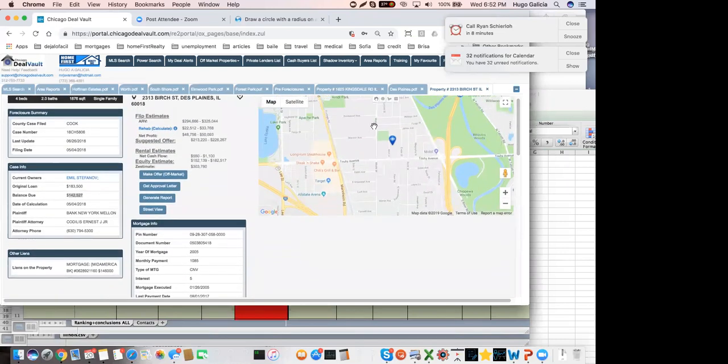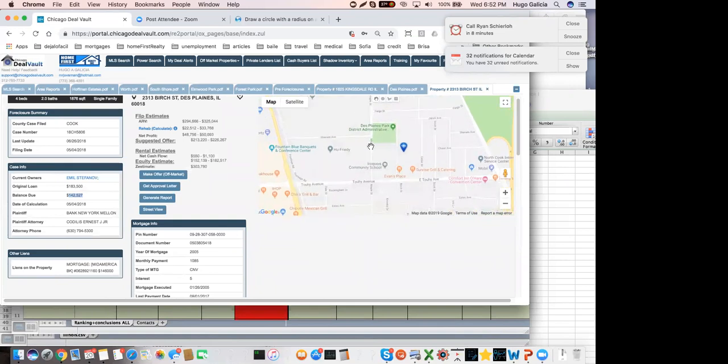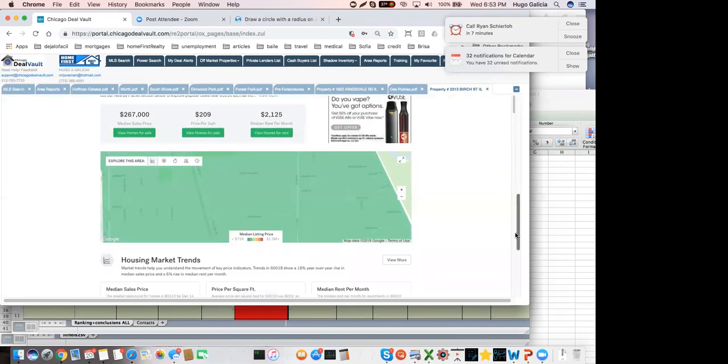So Maple, if I zoom in, it's right here. So the property is on the east side of Maple. So the listing median price in this neighborhood is right here. It's 218. Okay, but obviously this is the median listing price in this neighborhood. To be able to identify the actual ARV on the property, we need to pull the comps.